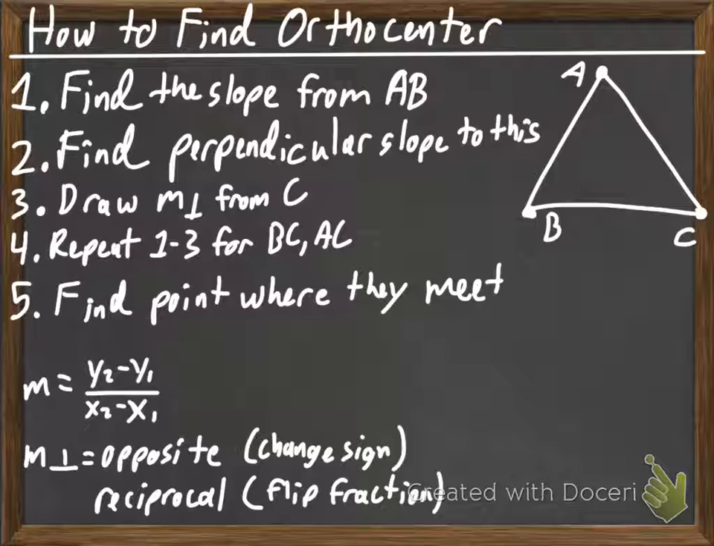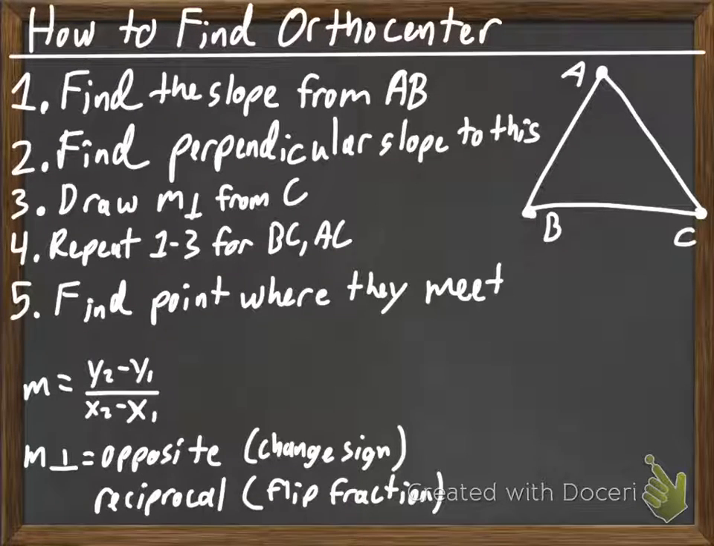First, you have to find the slope from point A to point B or whatever, just pick 2 points. You're going to find the slope between those 2 points. Then you're going to find the perpendicular slope to that. And then you're going to draw the perpendicular slope from C. And then you repeat steps 1 through 3 for the other 2 sides. And then you find the point where they meet.